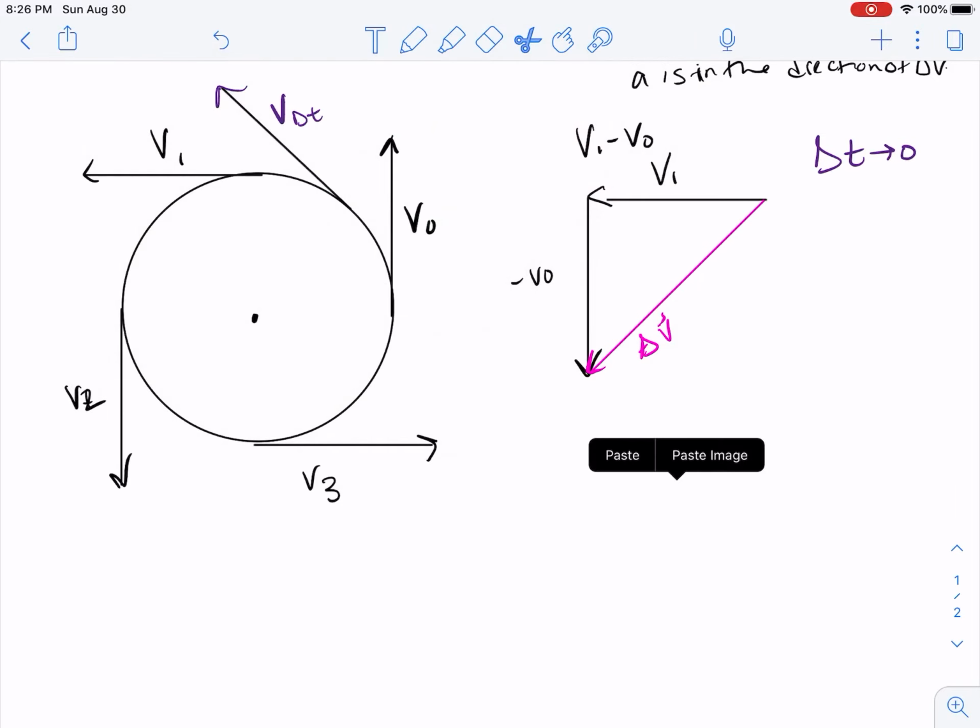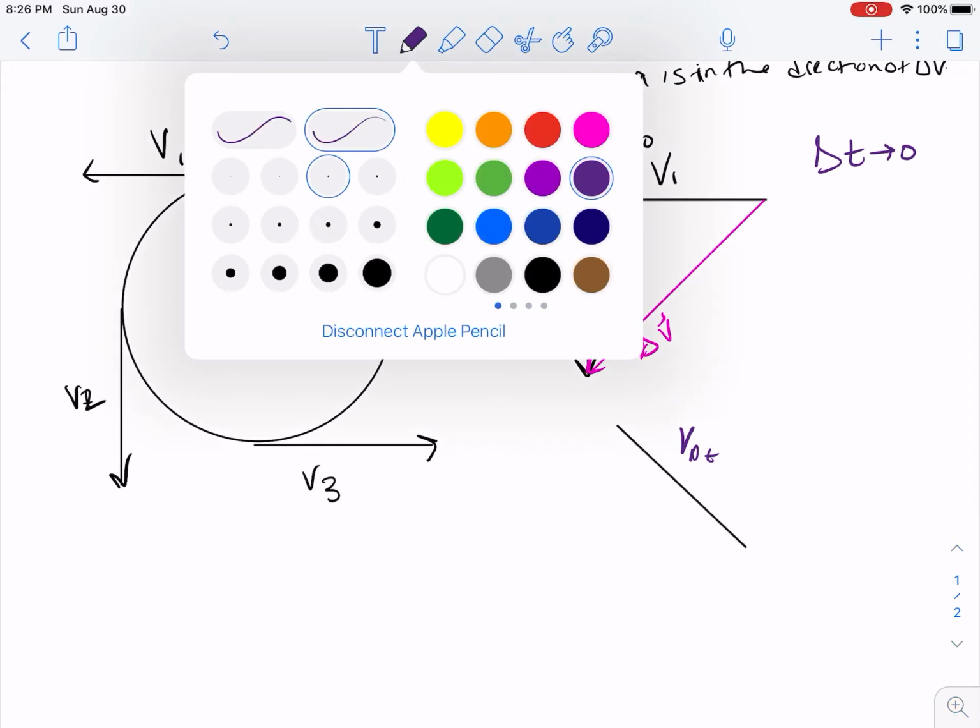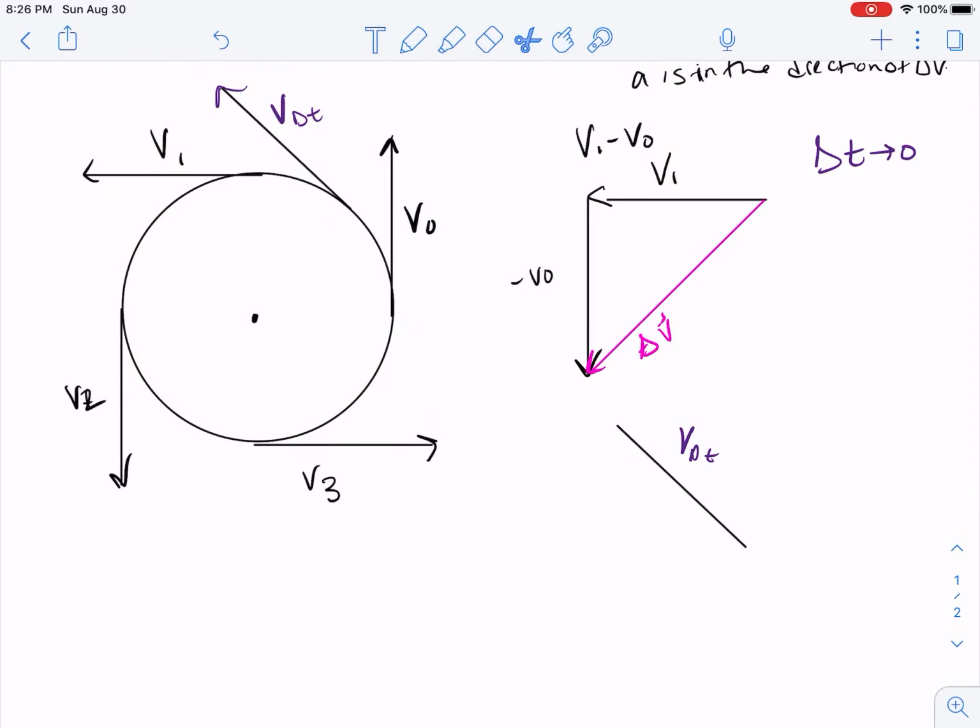So we need to start with him again. We'll try to get about the same angle we had. So this would be our v at delta t. We're still going to need our v naught. And we can go ahead and do our delta v.